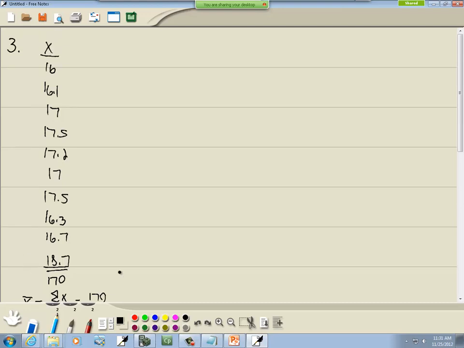So then up here, I'm going to create a new column, x minus x bar. So I got 16 minus 17 equals negative 1. 16.1 minus 17 equals negative... I hate decimals. Let me go. Let's see. Minus 17. Negative 0.9.